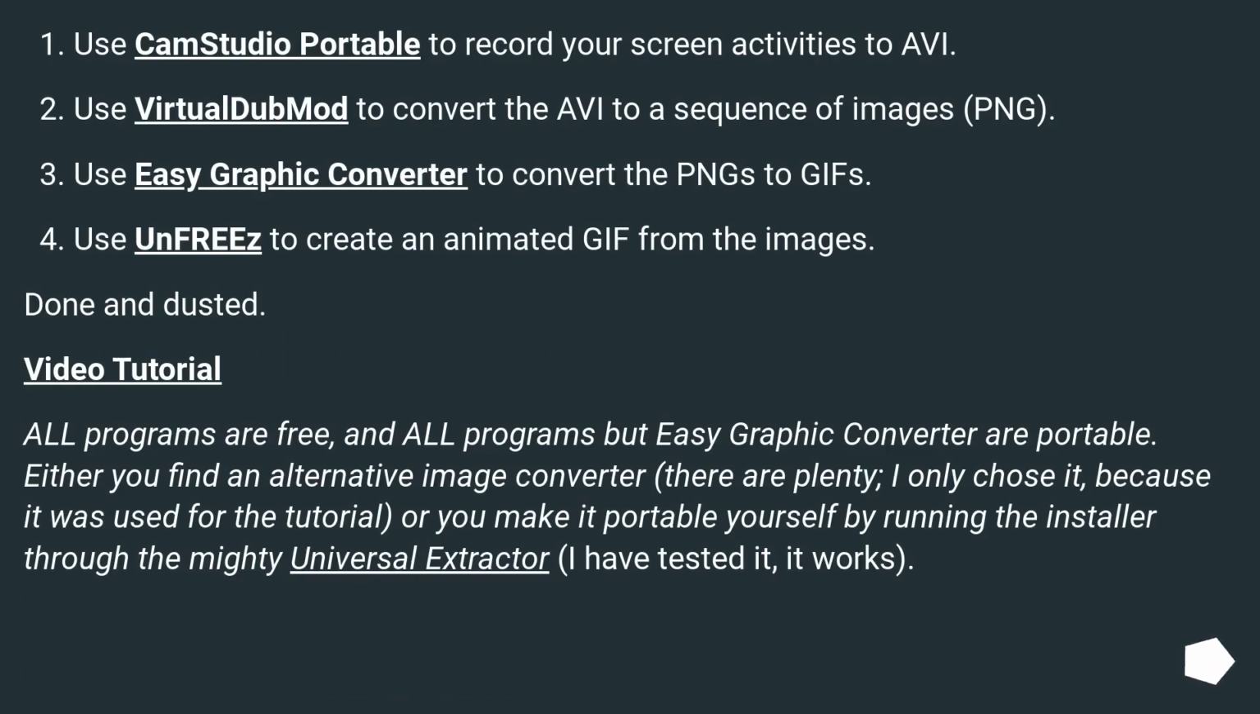Use CamStudio Portable to record your screen activities to AVI. Use VirtualDubMod to convert the AVI to a sequence of images, PNG. Use Easy Graphic Converter to convert the PNGs to GIFs. Use Unfreez to create an animated GIF from the images. Done and dusted. Video tutorial.